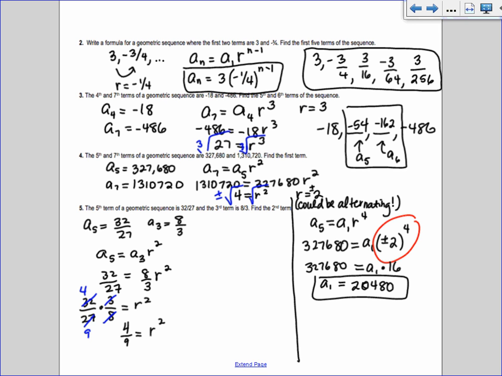So now I take the square root. Whenever I take a square root, I do plus or minus. So I get R is equal to, right, I take the square root of the top and the bottom. So square root of 4 is 2, square root of 9 is 3. So I get plus or minus 2 thirds. So now I have my R. So I'm asked to find the 2nd term. So I can use anything.